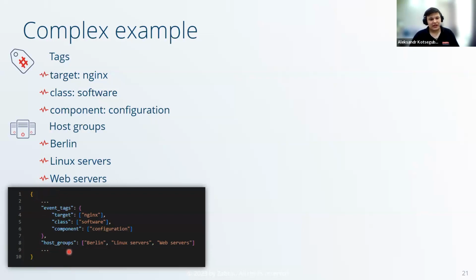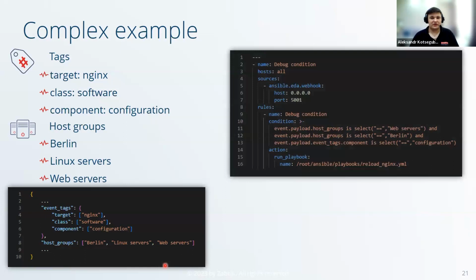And these two fields are absolutely enough for obvious filtering on the rulebook side. I believe that this example has a lot of possible solutions, and I can present to you only one of them. And now let's talk about the strategy. My first move was to establish that this host has host groups web servers and Berlin, to understand that this service is a web service and located in Berlin. And to understand that this event is related to the configuration, I have checked the tag component and searched for the value configuration.